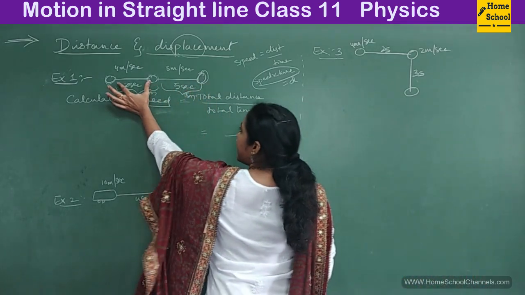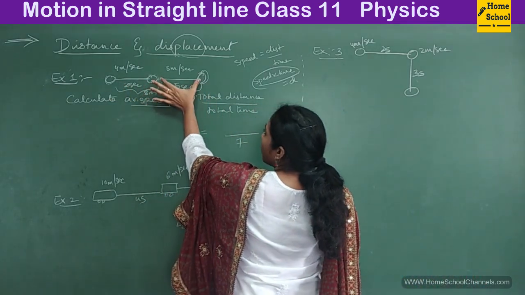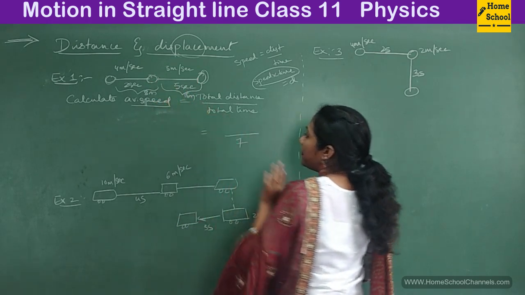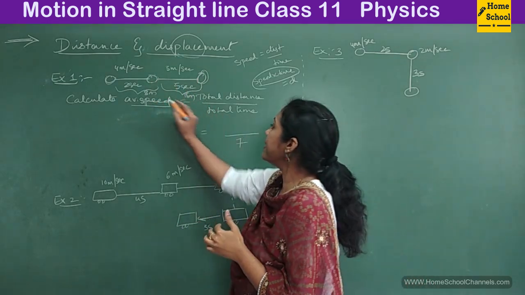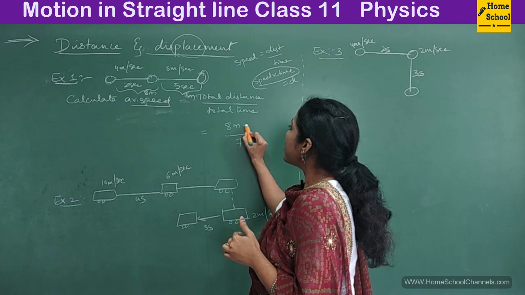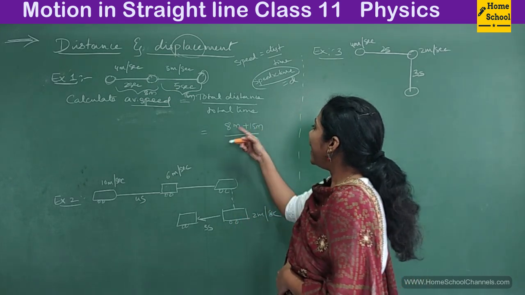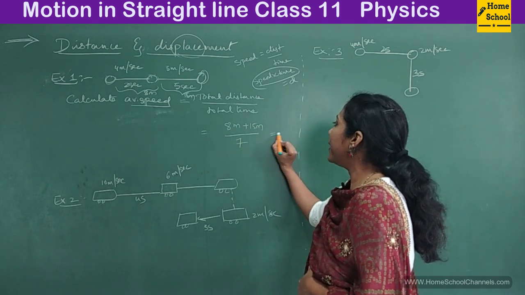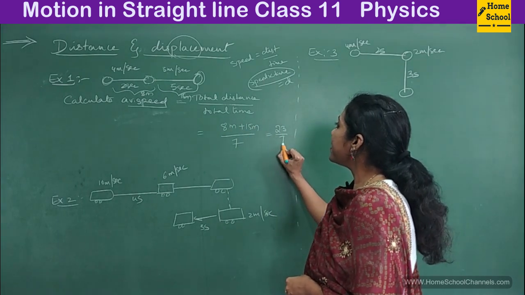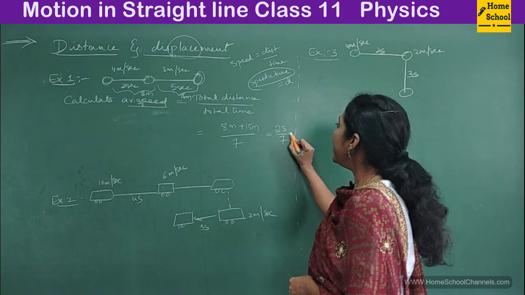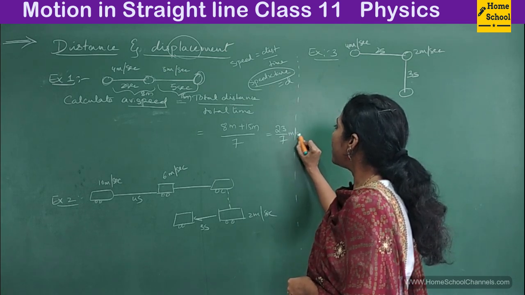So what is this distance? It is 8 meters. What is this distance? It is 15 meters. So total distance is how much? 8 meters plus 15 meters. Right. So 8 plus 15, how much do you get? 23 by 7. Okay. Meter per second.